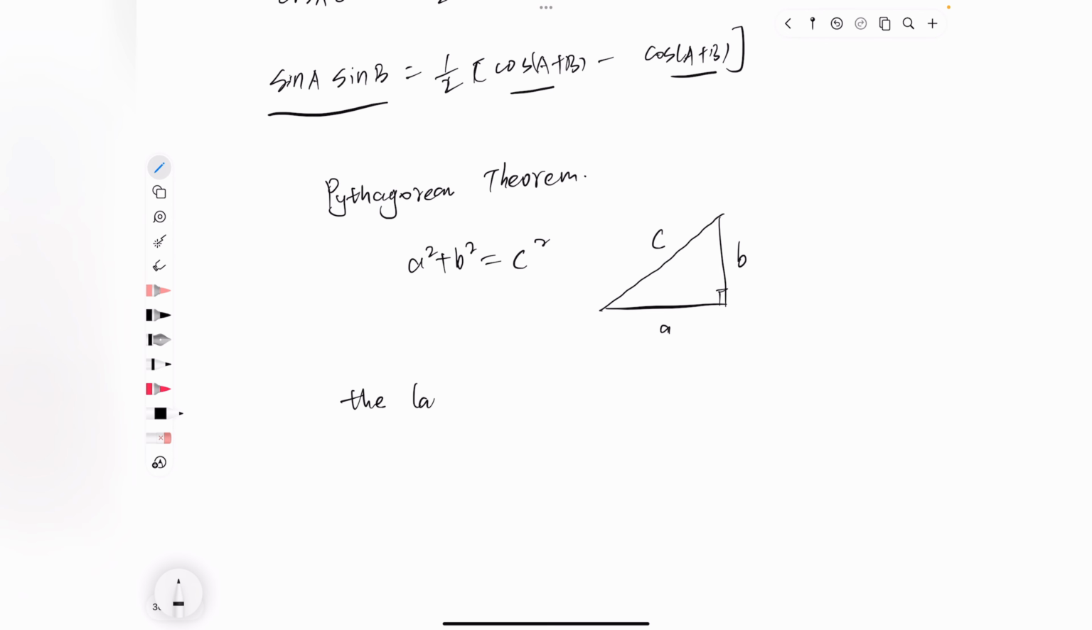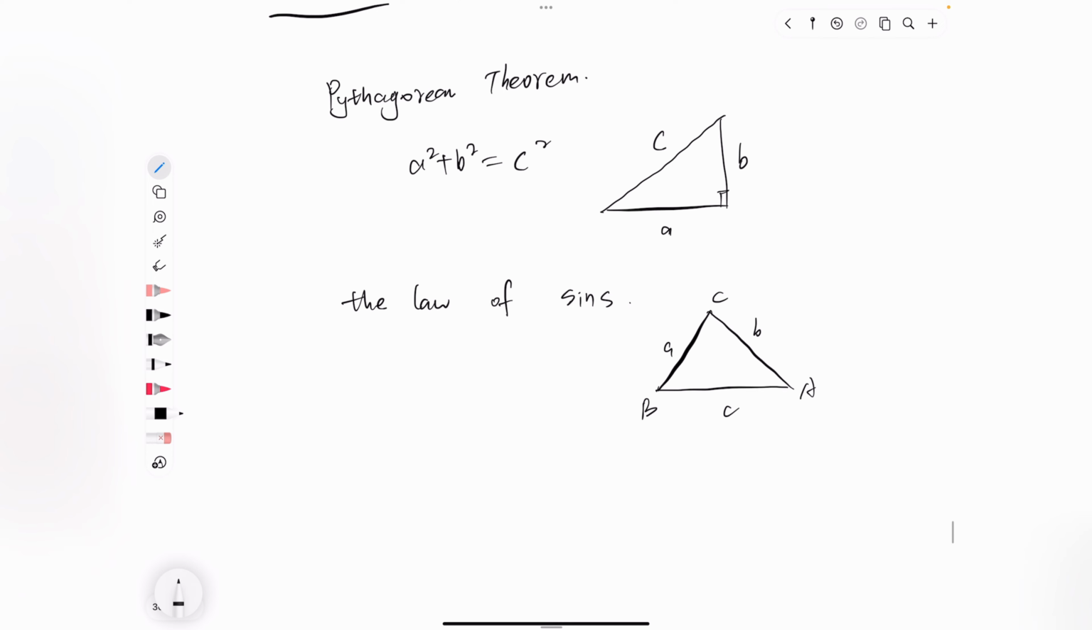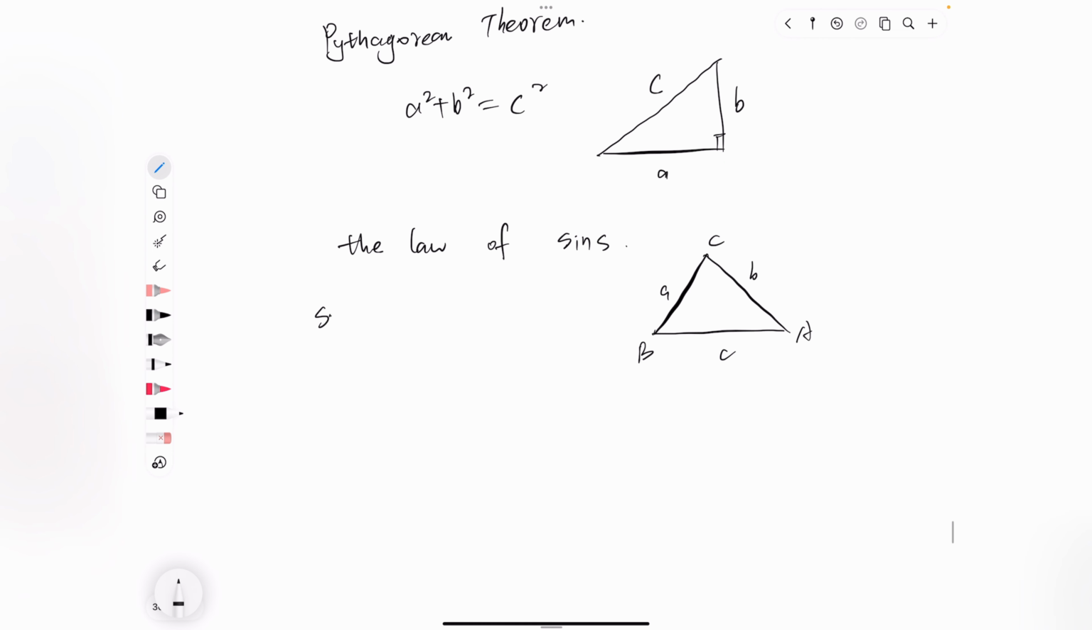The law of sine. So we have a triangle, could be any triangle. This is ABC. So sine A over A equals sine B over B equals sine C over C. Or we can write A over sine A equals B over sine B equals C over sine C.